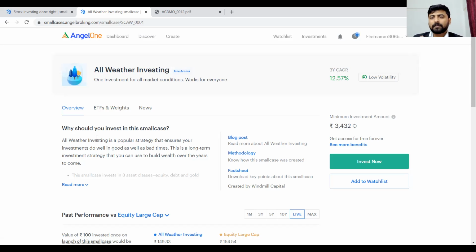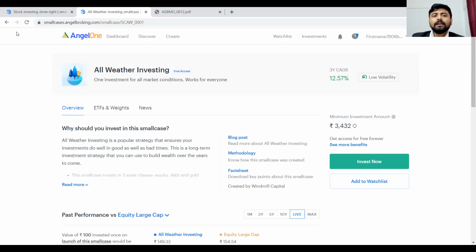And even during bear markets, this particular small case is not expected to continuously crash along with the market and give a very bearish performance. It's expected to stay stable during different sorts of market conditions. So that is what makes this small case get labeled as a low volatility small case.